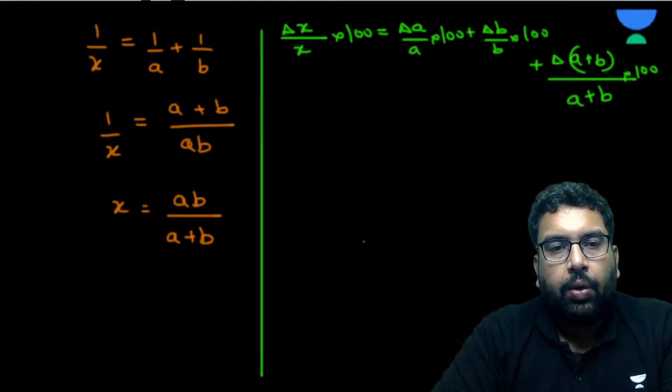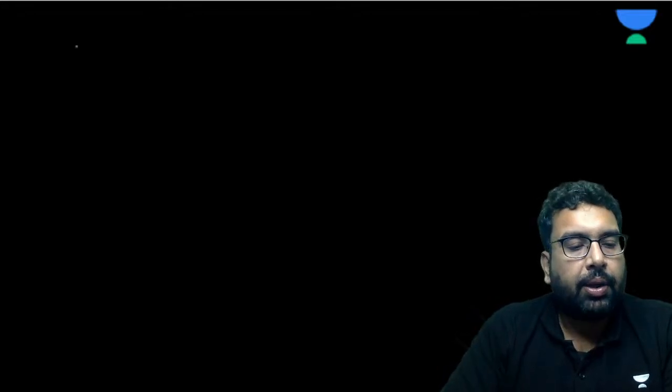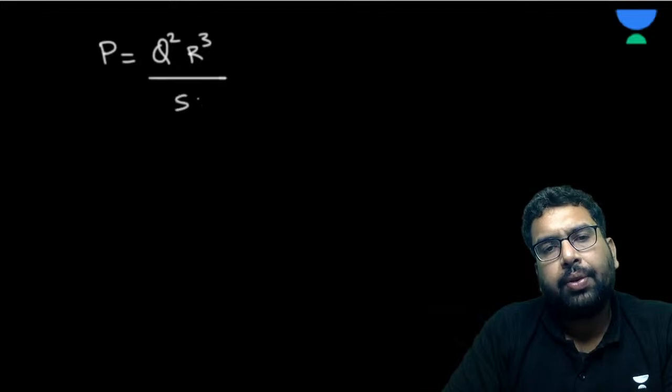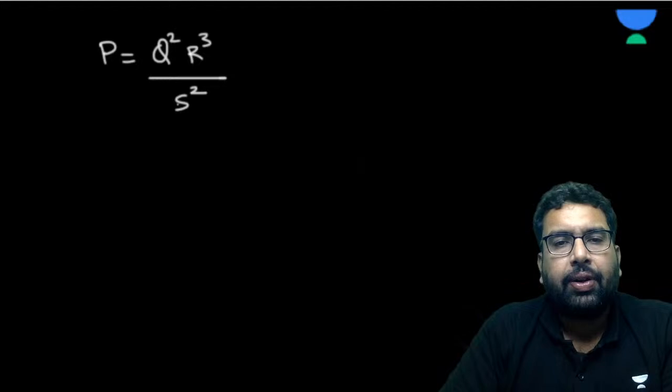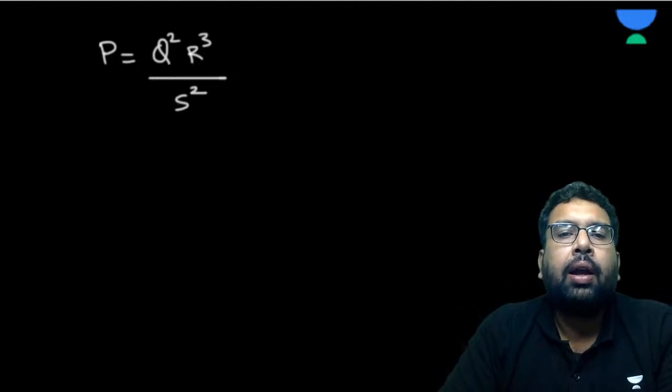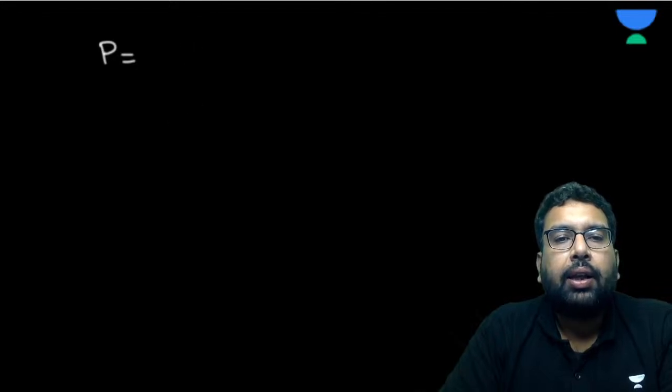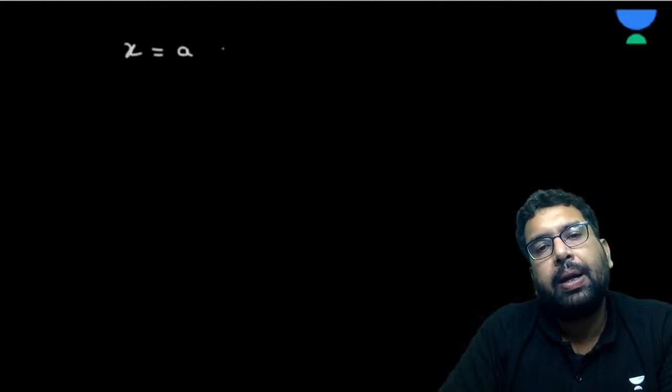Okay. Now, if the quantities are raised to some power, let's say we have something like this. Let's suppose P is equal to Q square R cube upon S square. Something like this is written. Generalizing it, let's suppose x is equal to a b by c, and let's say they have powers of p, q and r.